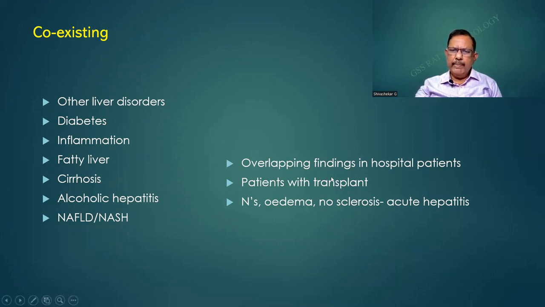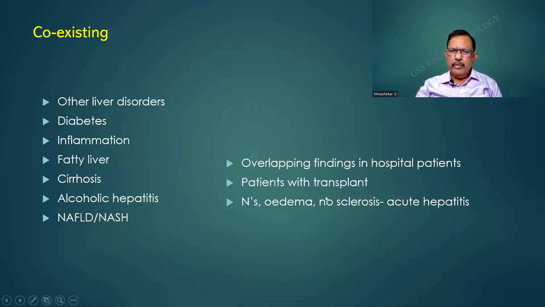And there can be overlapping findings in the hospital patients. So whenever we do an autopsy, it is not going to be a pure production of that particular disease alone. There is going to be a lot of this overlapping. For example, there can be a superadded infection, or there can be an underlying cirrhosis, or there can be a manifestation of diabetic fatty liver. So all this should be borne in mind.